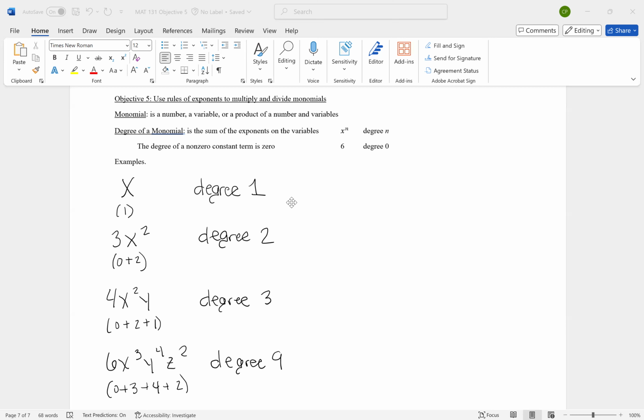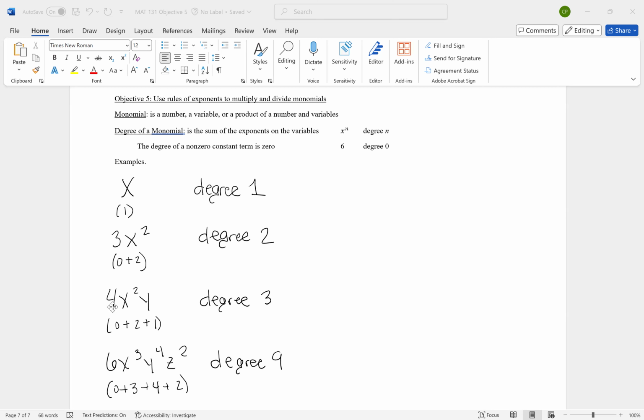First, we have x. Now, whenever we have just a variable or just that letter by itself, the exponent on that is 1. So in this case, the degree of x would just be 1. If we had 3x squared, 3 is a non-zero constant term, so the degree on that will be 0. And x squared, the degree on that will be 2. We'll add those together to get the degree of 2.